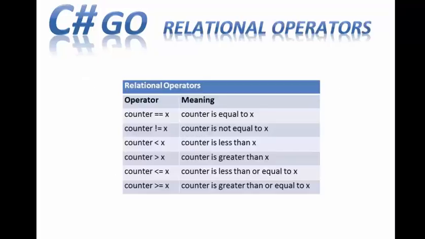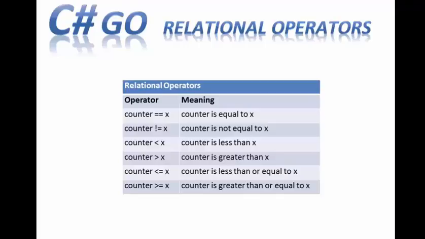These are the relational operators, and you can see here that our counter in the first row is being evaluated against the value of x. Does counter equal x? If it does, then the loop will terminate. Is the counter not equal to x? Is the counter less than x, greater than x, less than or equal to x, or greater than or equal to x?